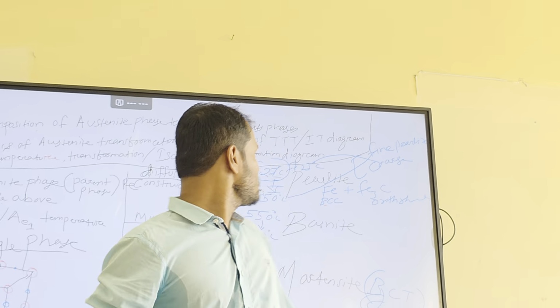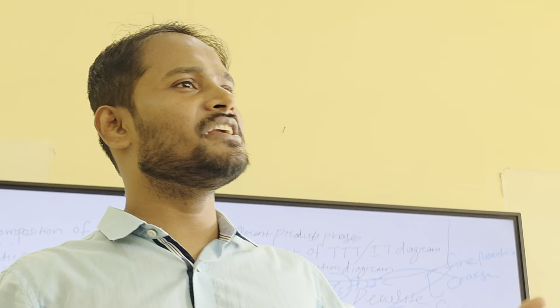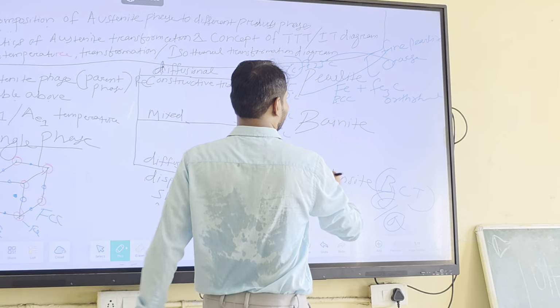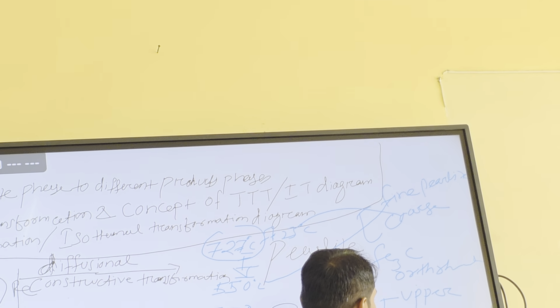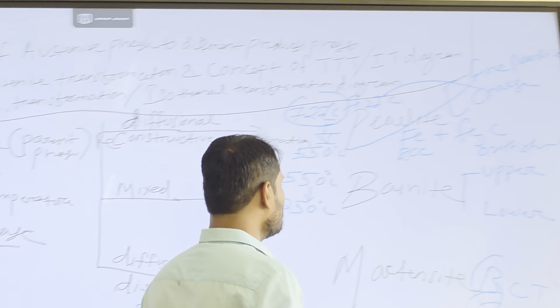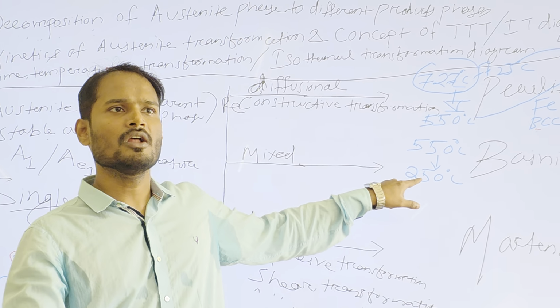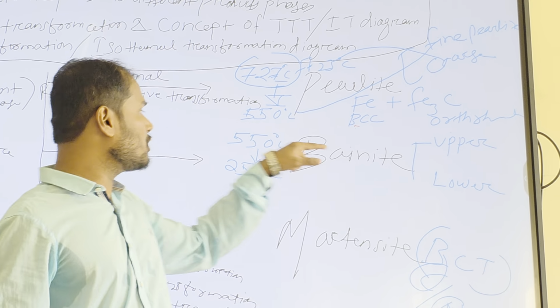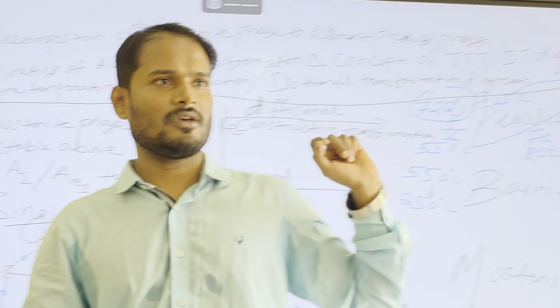Is it clear now? Similarly, bainite is also of two types. You have studied it in physical metallurgy: upper and lower. Very good. Upper bainite and lower bainite. That means if you are doing transformation at 250, for example, you will end up with lower bainite. If you are doing transformation at 550, you will end up with upper bainite.